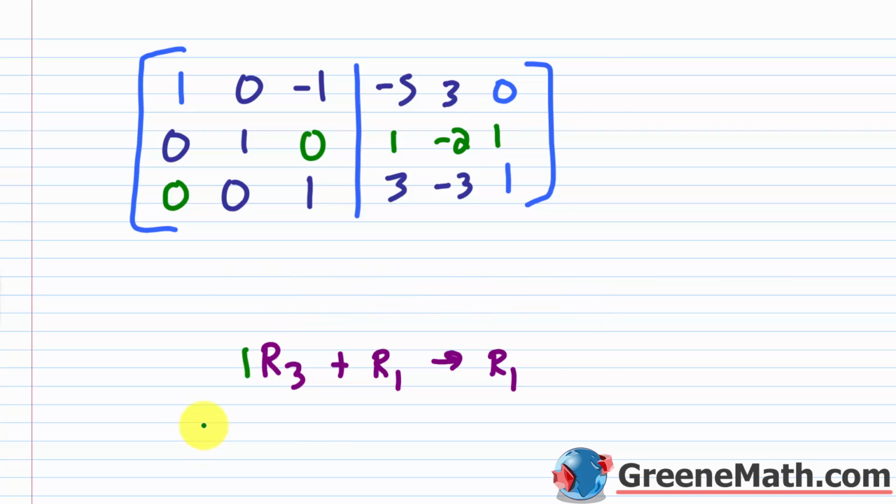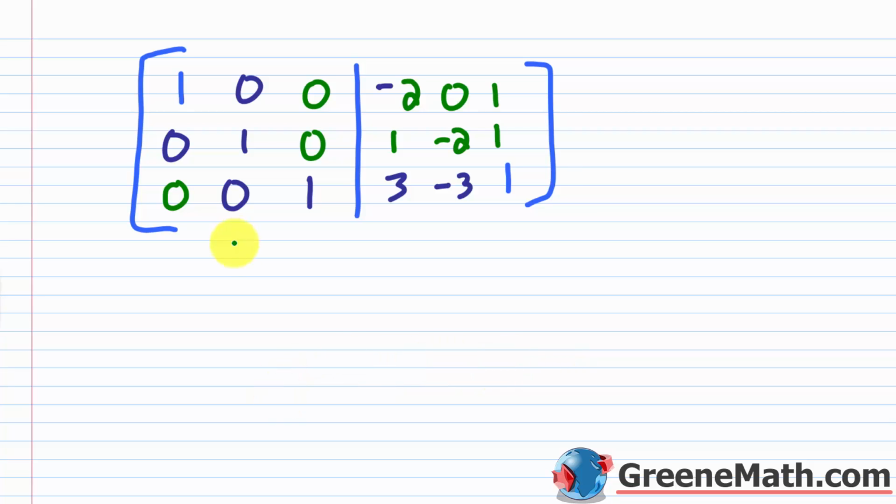And then lastly, we're going to have 0 plus 1, which is 1, 0 plus 0, which is 0, 1 plus negative 1, which is 0. And then we have 3 plus negative 5, which is negative 2. We have negative 3 plus 3, which is 0. And we have 1 plus 0, which is 1. Okay, so now we're finished. And essentially, you see that you have the identity matrix. You have an I sub 3 here on the left, and you have your A inverse on the right.